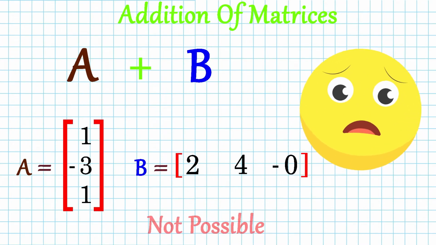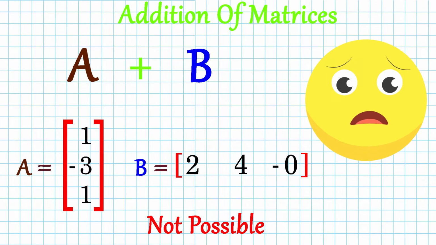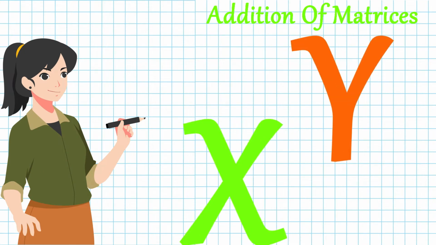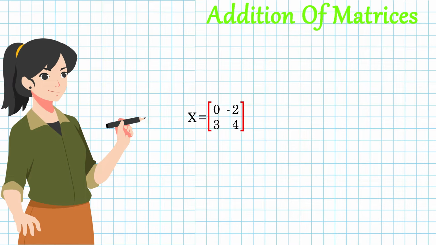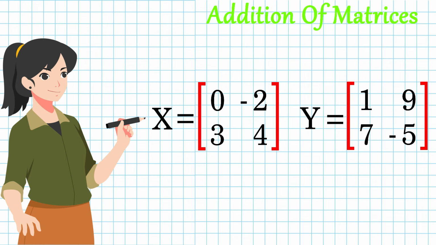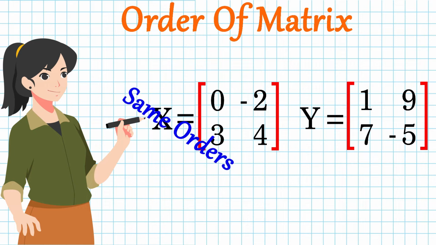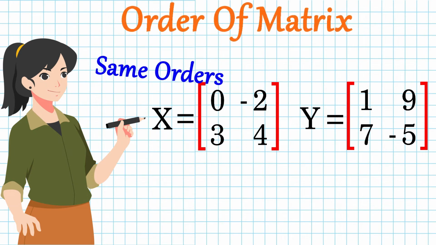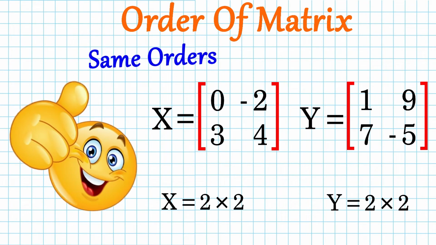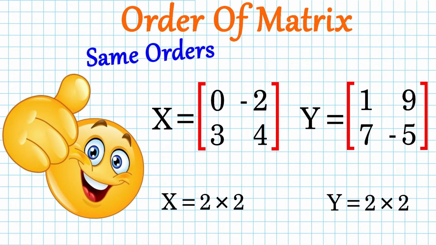Oh, don't be sad. There will be situations where we can add the matrices. Let's try with another set of matrices, X and Y. Let this be matrix X and let this be matrix Y. Let's check if the order of both matrices are same or not. Order of matrix X is 2 by 2. Order of matrix Y is also 2 by 2. Yes, it means we can add these matrices.